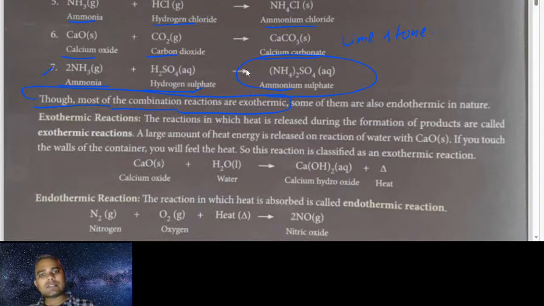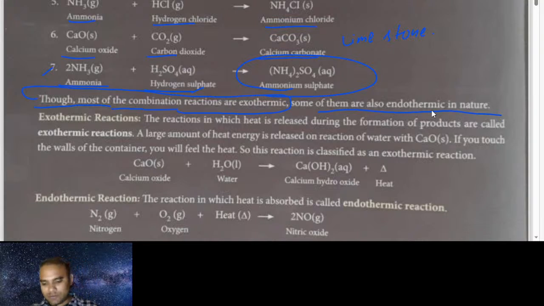Now let's see, students, some of them are also endothermic in nature. Endothermic means heat is getting absorbed, that is called an endothermic reaction. So some are exothermic and some are endothermic reactions.